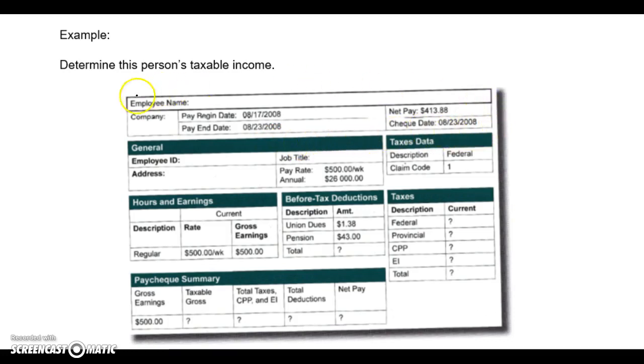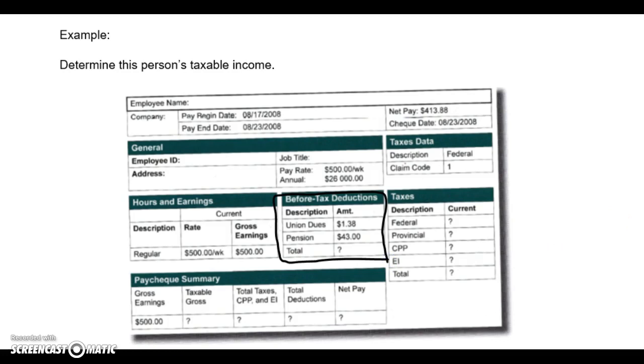It also gives you a little bit of a summary here. It also tells you your hours and your earnings, so how much you worked compared to, I guess, your regular wage. You have your before tax deductions, you have your total tax deductions, and then just an overall summary. Okay. So to determine the person's taxable income, we're looking here at this before tax deductions bracket here.